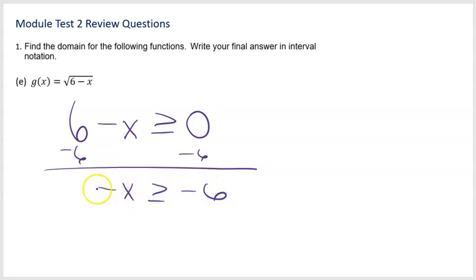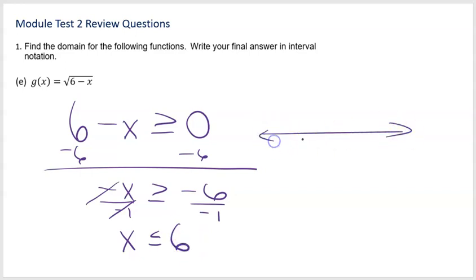The problem is I have this negative, and to get rid of that negative, I need to divide both sides of this inequality by negative 1. But when you divide an inequality by a negative number, it switches the direction of the inequality. So what was greater than or equal to is now less than or equal to, and negative 6 divided by negative 1 is positive 6.